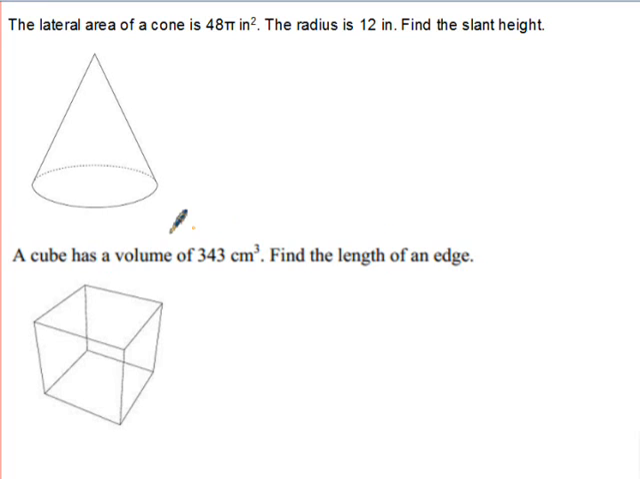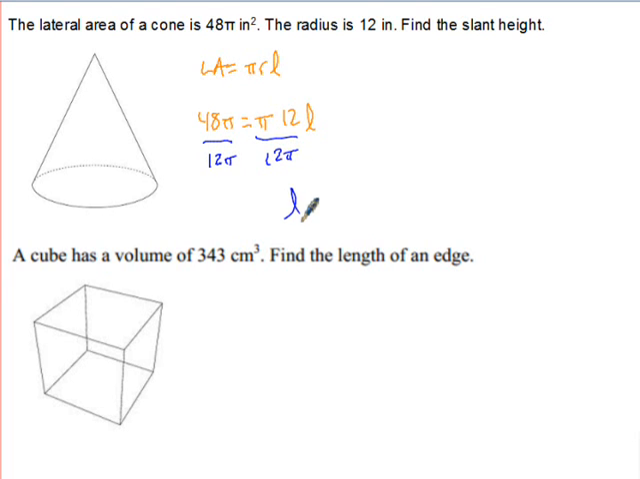Lateral area of a cone is 48 pi. So let's look at the lateral area formula for a cone. That's lateral area equals pi RL. So we have 48 pi equals pi times 12 times L. Well, easy enough. I'm just going to divide both sides here by 12 pi.